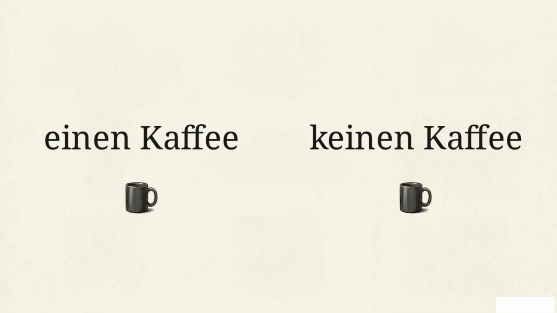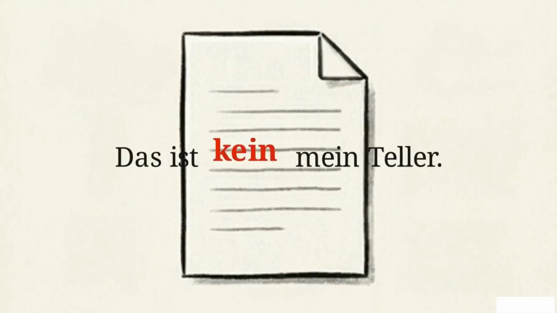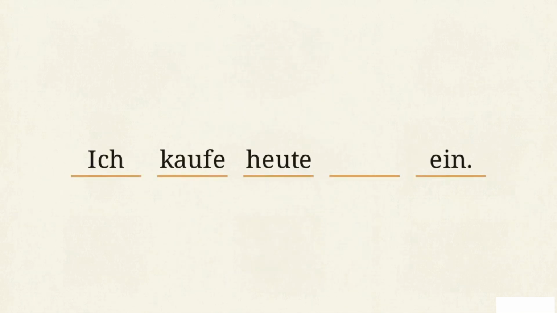Because kein functions like ein, it takes the accusative ending before a masculine direct object. Einen Kaffee becomes keinen Kaffee. But watch for exceptions. With possessives like mein, use nicht. For separable verbs, place nicht before the prefix at the end.